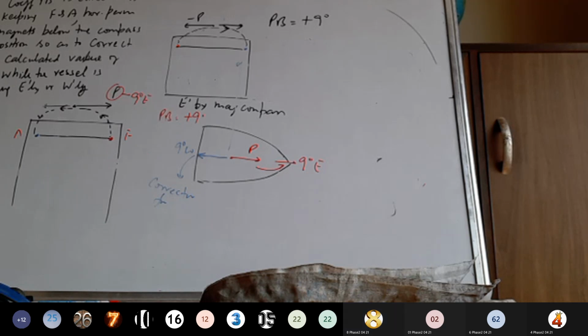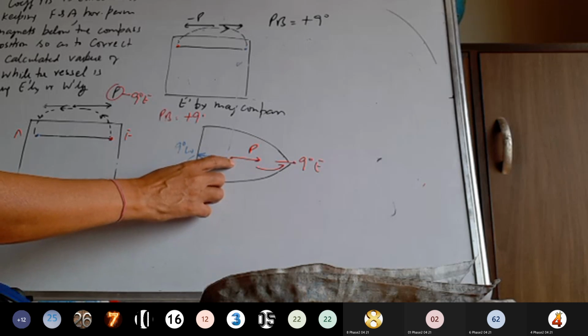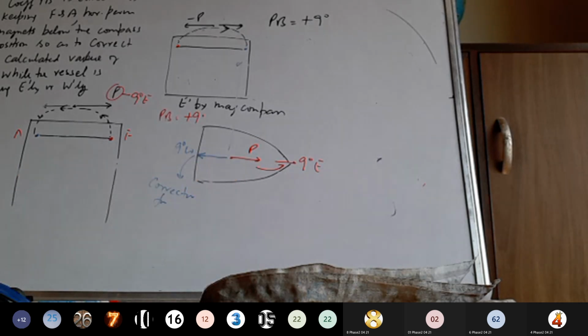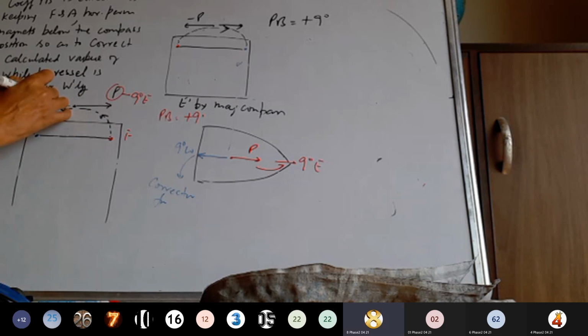Yes, sir. So once we have achieved 9 degrees west deflection using this one, that means these magnets are causing 9 degrees west, while coefficient P was causing 9 degrees east. That means have we nullified this force P? This one was causing 9 degrees east, and this force is causing 9 degrees west. That means we have provided an equal and opposite force to force P. Yes, sir. So that is how the correction is done.